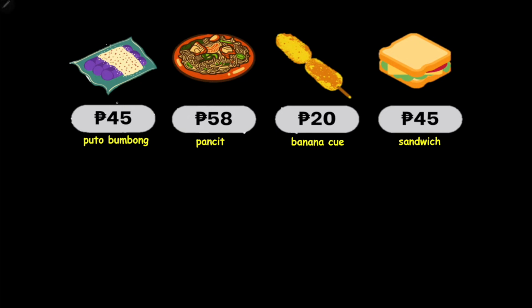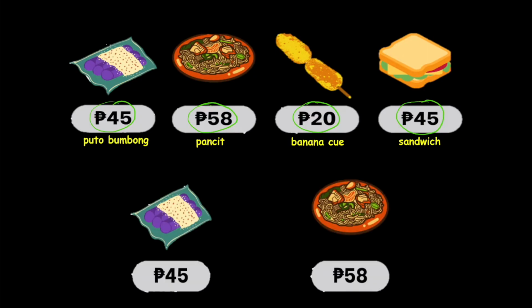We have puto bongbong, which is 45 pesos, pancit, which is 58 pesos, banana Q, which is 20 pesos, and sandwich, which costs 45 pesos. Let's try to compare first the prices of puto bongbong and pancit. So puto bongbong is worth 45 pesos, while pancit is worth 58 pesos. So let's try to compare 45 pesos to 58 pesos.